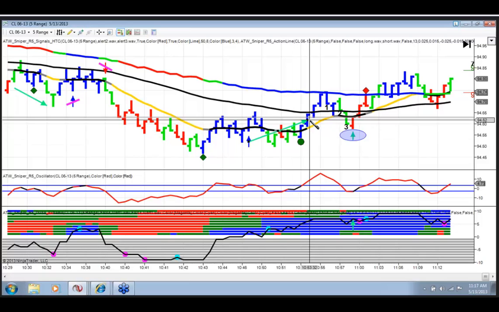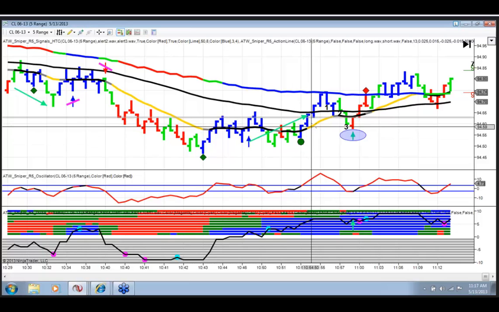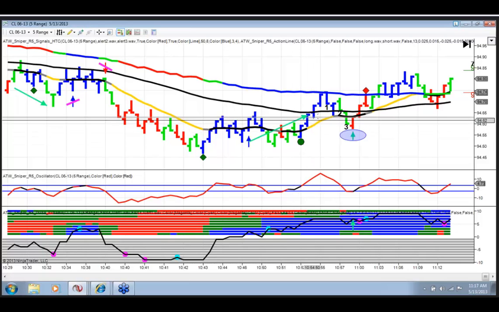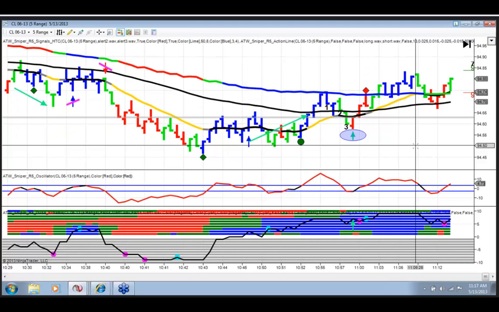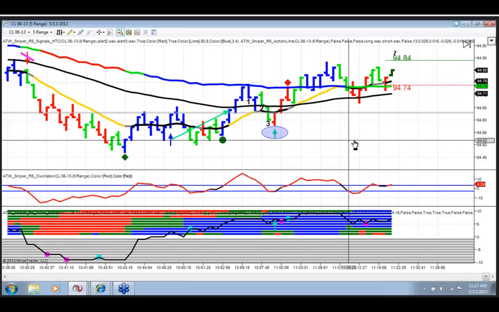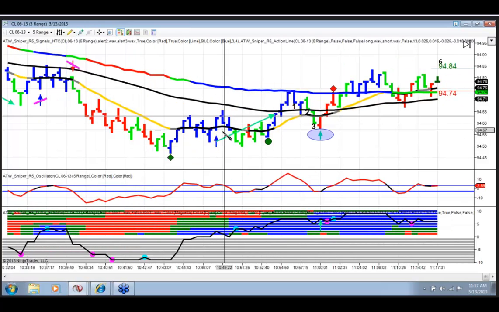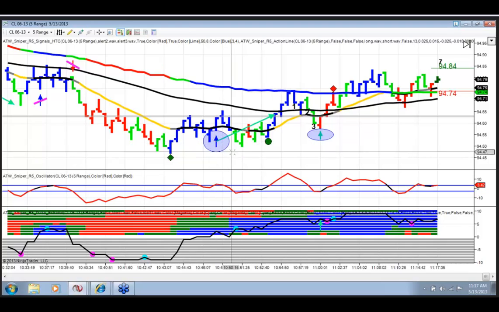Action line confirmation comes way over here. After that action line starts sloping up meaningfully, we're getting long for winner number 6. And I don't think there's any others. So that's it. 6 trades that qualify with the Pulse Streamline Cross 19-bar rule, 6 winners.